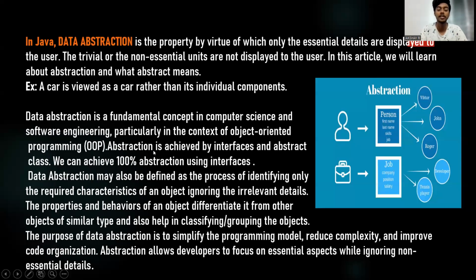So let's first understand what we mean by data abstraction. It is the property by virtue of which only the essential details are displayed to the user. The trivial or non-essential units are not displayed to the user. In this article, we'll be knowing about abstraction and what abstract means. So in simple words, data abstraction means representing the features or the information by hiding the background details. That is what data abstraction means.